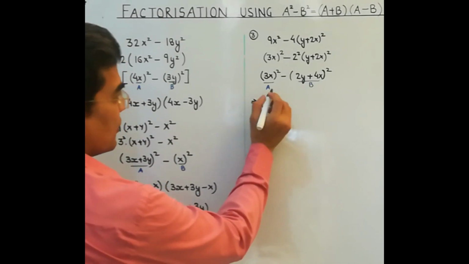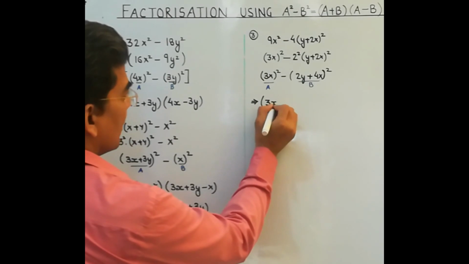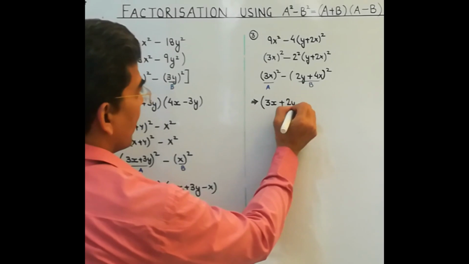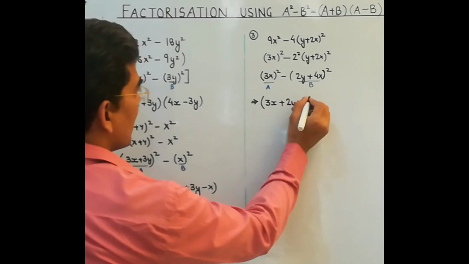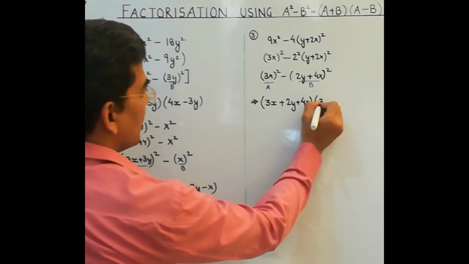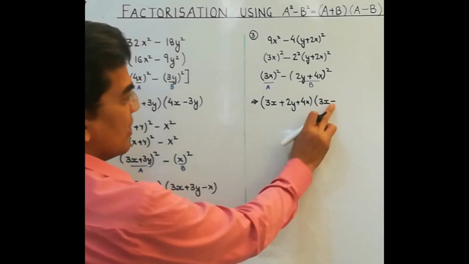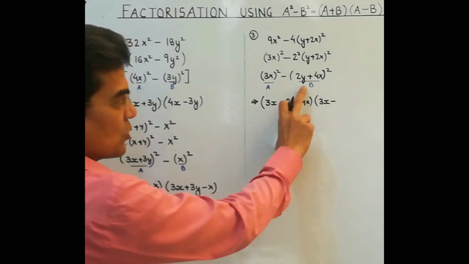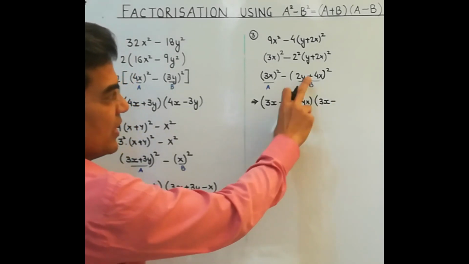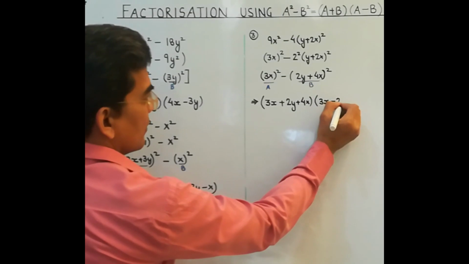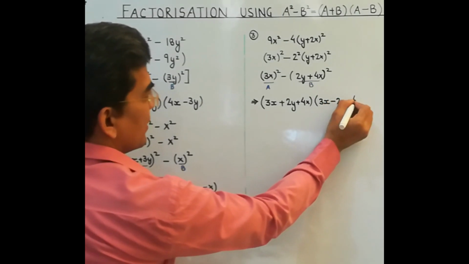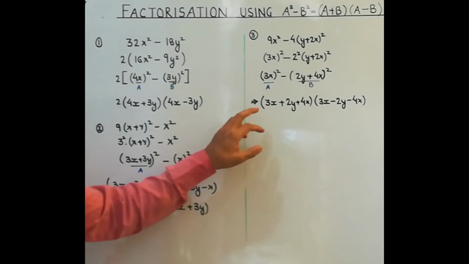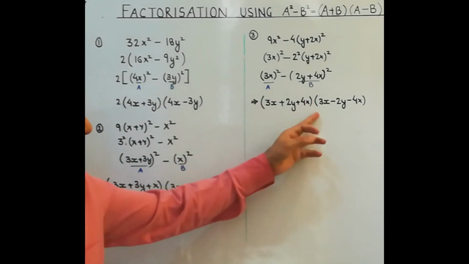Okay, in the first bracket you get a and then you get plus b. In the second bracket you get a minus. Now just watch this step. Now you are taking minus b. So now whenever you take minus of b, you will change the sign. Minus 2y minus 4x. Hope this step is clear to you. This was a plus b and then a minus b.